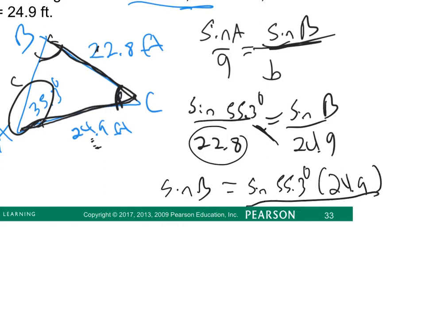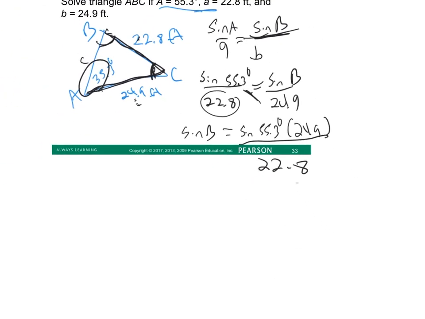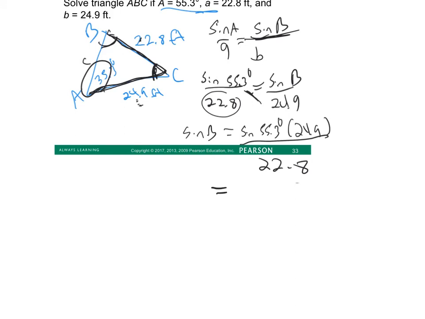and I'm dividing by the 22.8. Work that out and come back and tell me what sine of B could be. I'm going to use my calculator. Use yours.